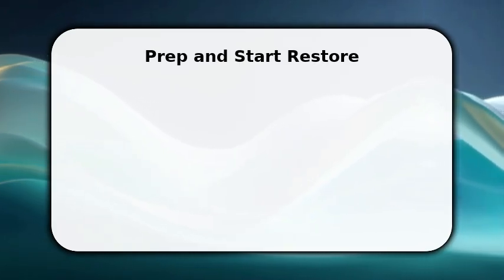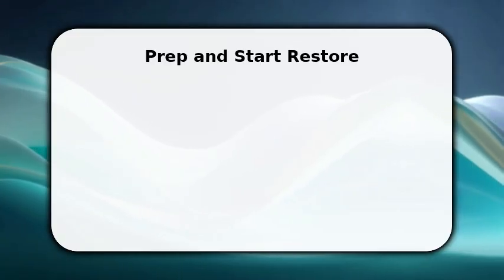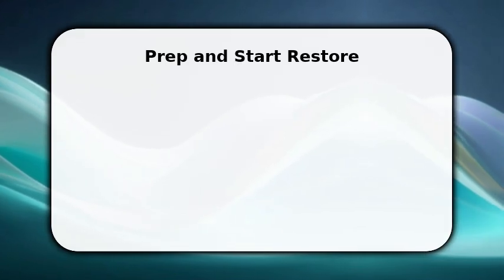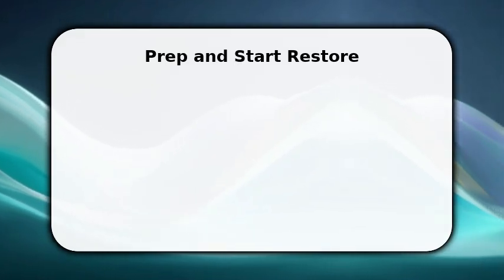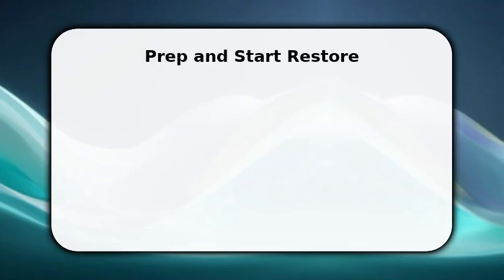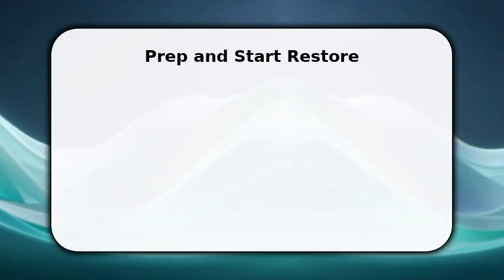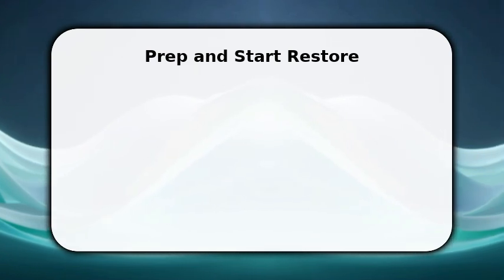If you have a local backup, plug in the USB or insert the SD card now to give Android immediate access. Make sure device storage has enough free space. Otherwise, the restore will pause or fail. Then open Settings and navigate directly to Backup and Restore to start.